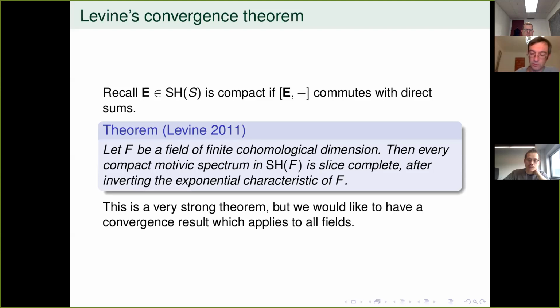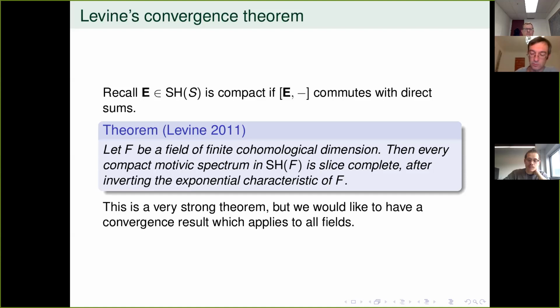And in fact, in every stalk for the homotopy sheaves, the slice filtration is finite in any given degree, at least after inverting the exponential characteristic. So this is really a strong theorem, but it excludes some fields which are interesting. Yeah, the typical number field you meet on the streets will have infinite cohomological dimension.